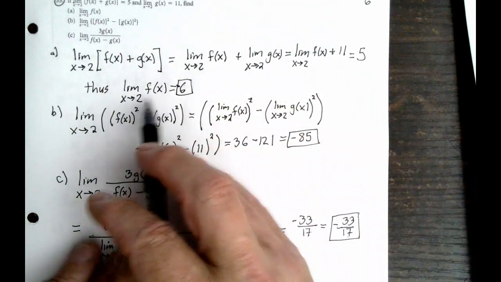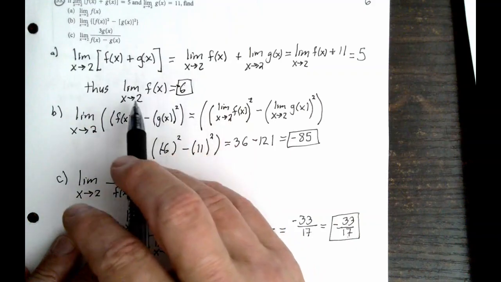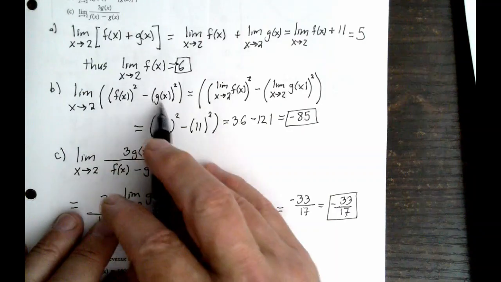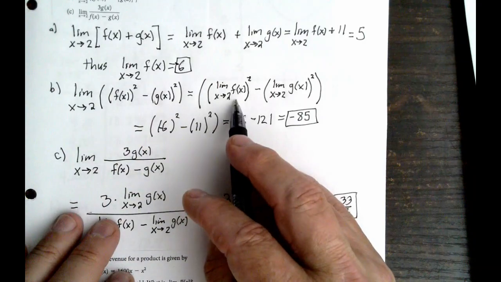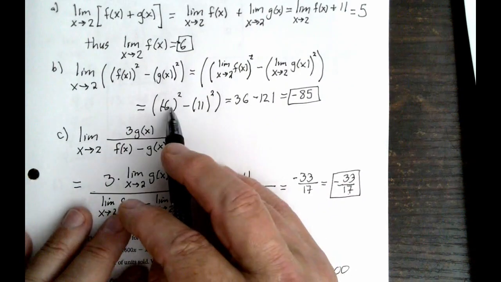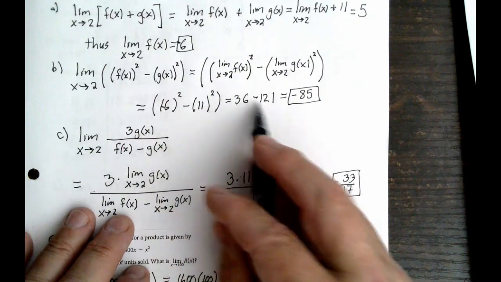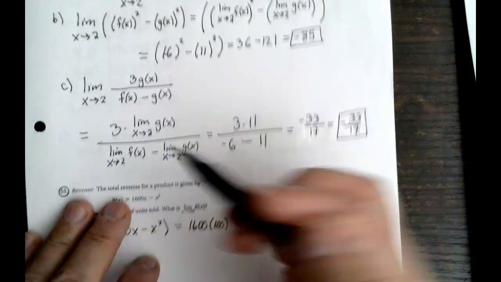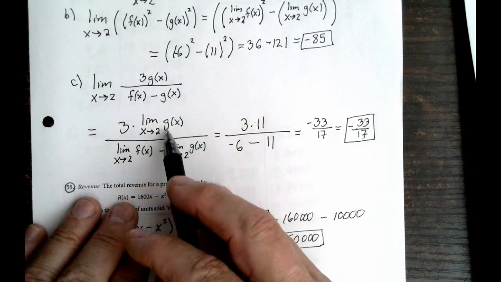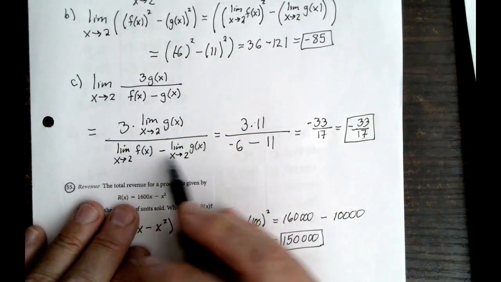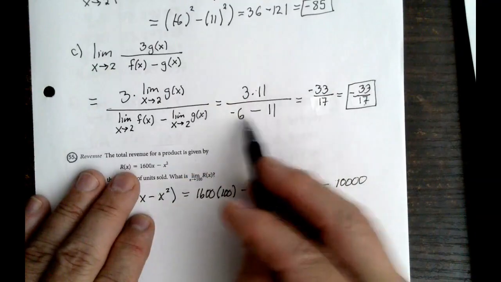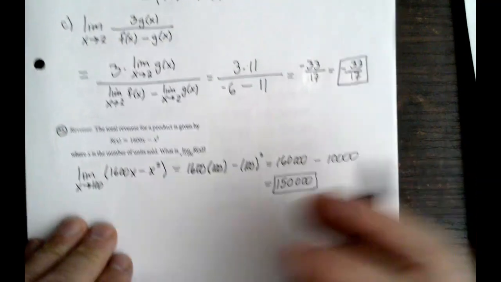So now we know the limit of f is minus 6, the limit of g is 11. So the limit of f squared minus g squared is just the limit of f quantity squared minus the limit of g quantity squared, which is negative 6 squared minus 11 squared, which gives you minus 85. And then the limit of this is just 3 times the limit of g over the limit of f minus the limit of g. And g is 11 and f is minus 6. Simplifying it, you get your answer there.